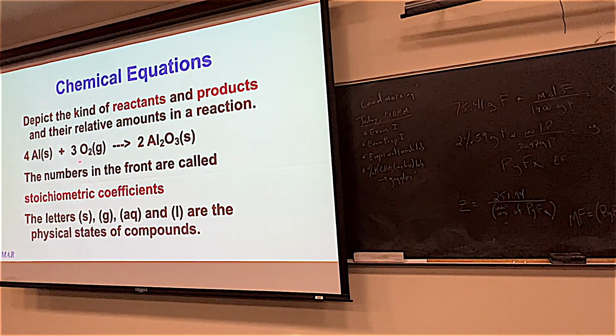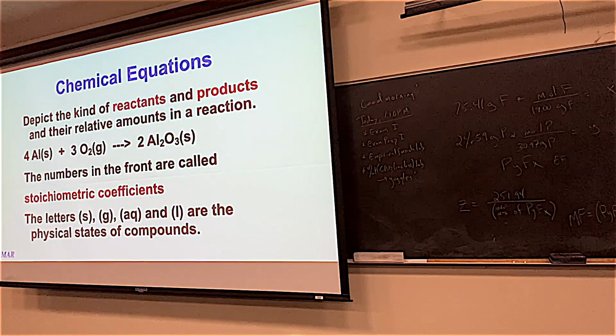And again, reactants on the left, products on the right. What was the L? Liquid, that's right. L is liquid, and AQ, which really stands for aqueous, means dissolved in water.